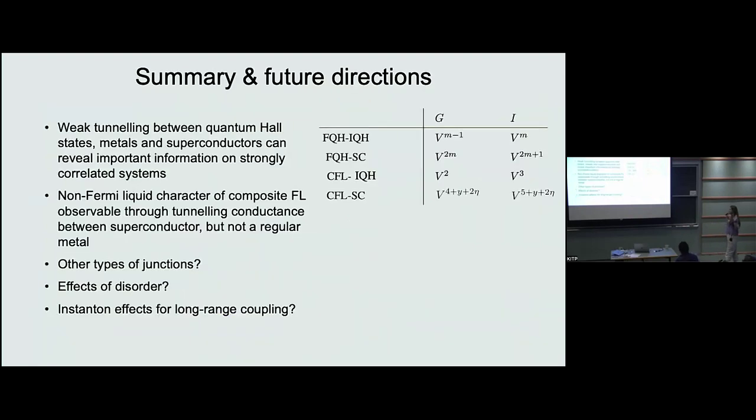Okay, so in summary, I've looked at weak tunneling between quantum Hall states, metals, and superconductivity. I've shown that this can reveal important information on the strongly correlated nature of these systems. Non-Fermi liquid character of the composite Fermi liquid can be observed through tunneling with a superconductor, but not with an integer quantum Hall state. And then, future works: other types of junctions, disorder, potentially instanton effects, long range Coulomb. Yeah, thank you very much.